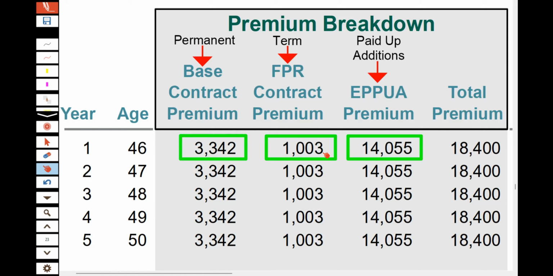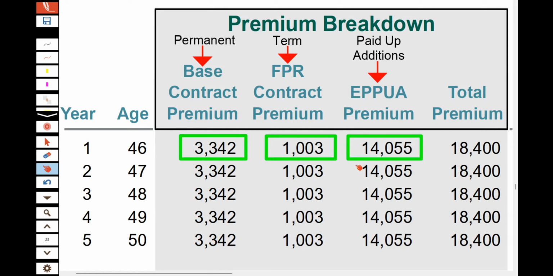It's actually a 1-to-1 ratio. The 3342 is buying the same amount of death benefit as the 1003, and you'll see that in the next slide. Now, this section is your paid up additions rider.